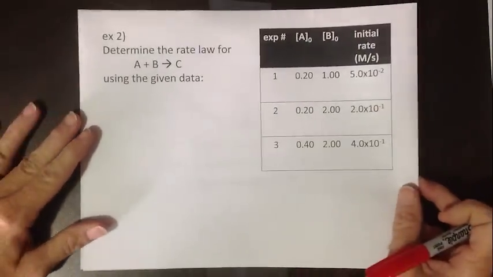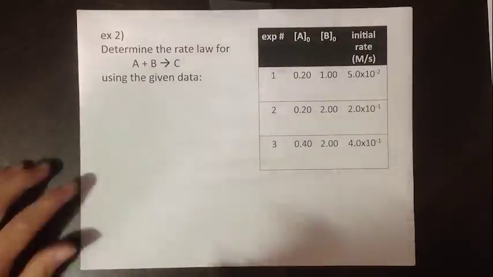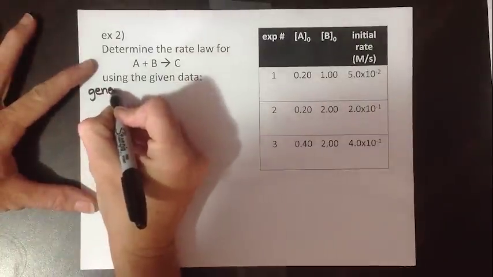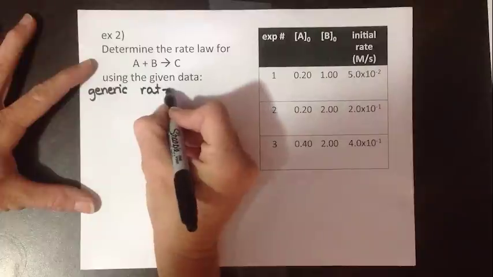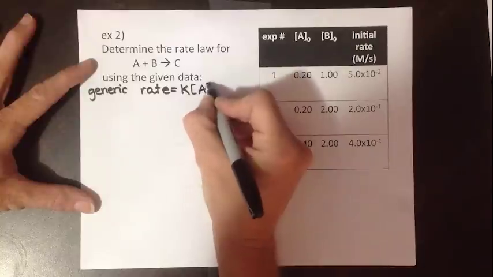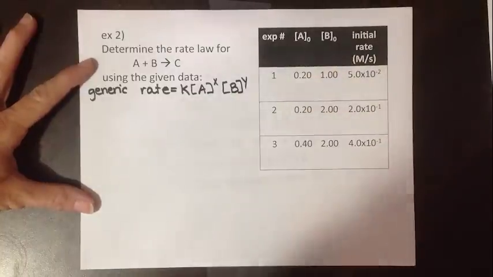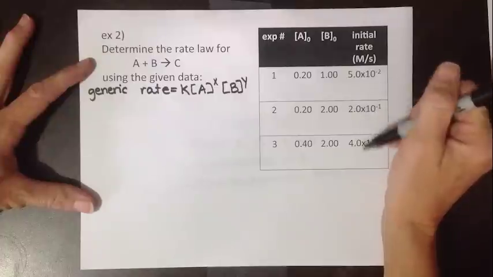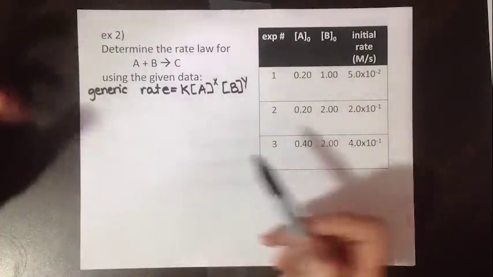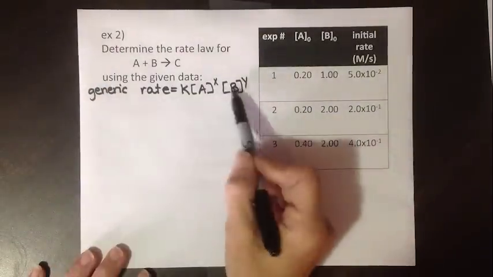Example 2. Let's determine the rate law for this guy. So on this one, I'm going to write my generic rate law again. Rate equals K times the concentration of the reactants raised to the unknown powers. Now I need to pick some numbers, and I see here I have 2 reactants, so I'm going to have to do this problem 2 times. Last time I had 1 reactant, so I only did 1 of these. This time I'm going to have 2 reactants, so I'm going to do 2 of those.